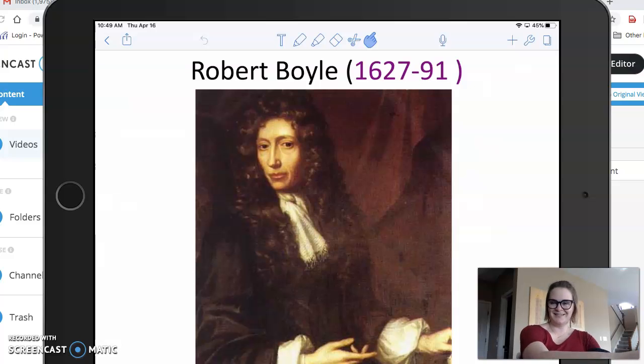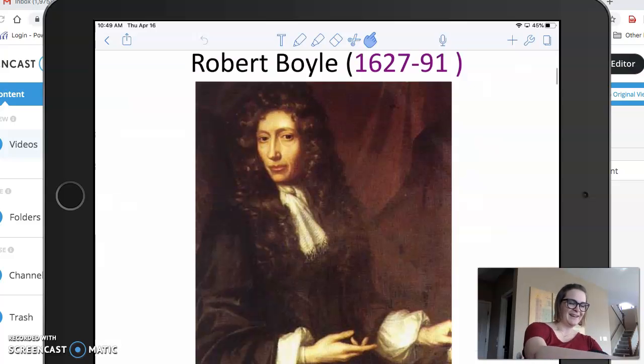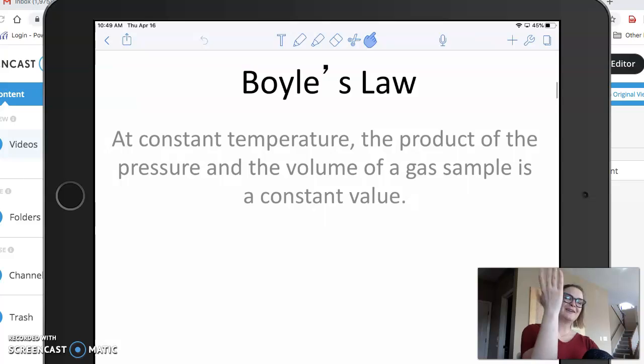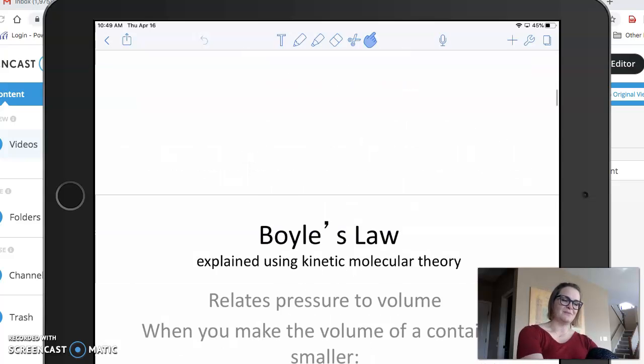Robert Boyle's law kind of states that if we hold temp constant, when we multiply the pressure and the volume of a gas together, it gives us a constant. Okay, so what? Let's talk about what actually that means.